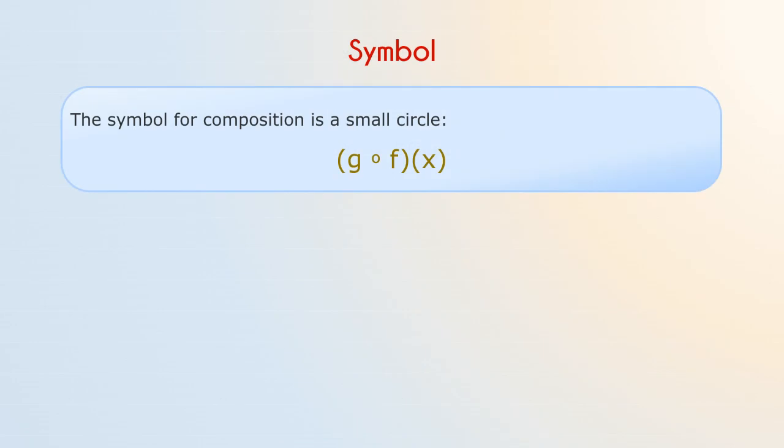The symbol for composition is a small circle. It is not a filled-in dot, as that means multiply.